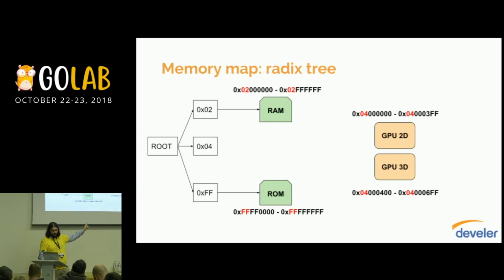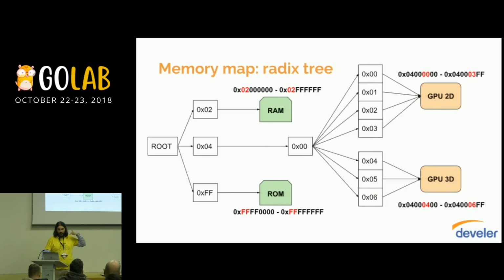I start from the root and look at the first byte. If it's 02, I go to the RAM. If it's FF, it's the ROM. But 04 is not enough to disambiguate, because there are two different chips that have the same 04. So I need to resort to the second byte, which is again the same, 00, so it's not enough. I go to the third byte, and then I can understand which object I'm accessing. So this is the compressed radix tree from this example.